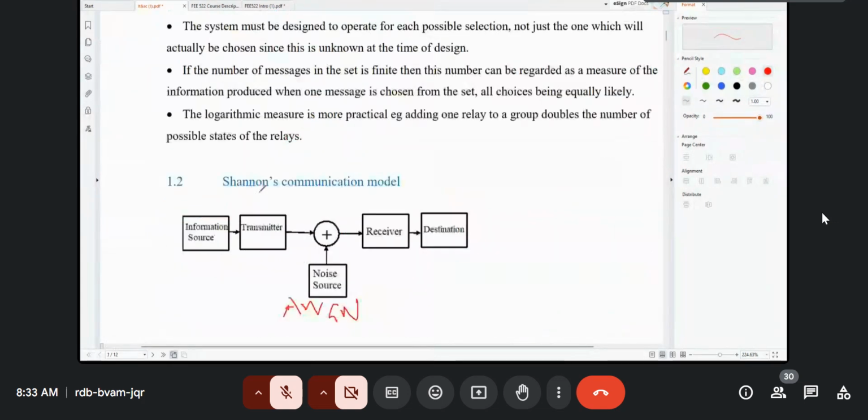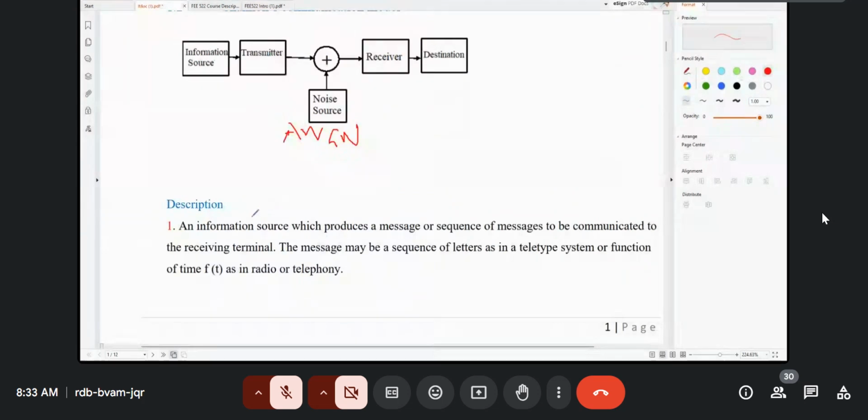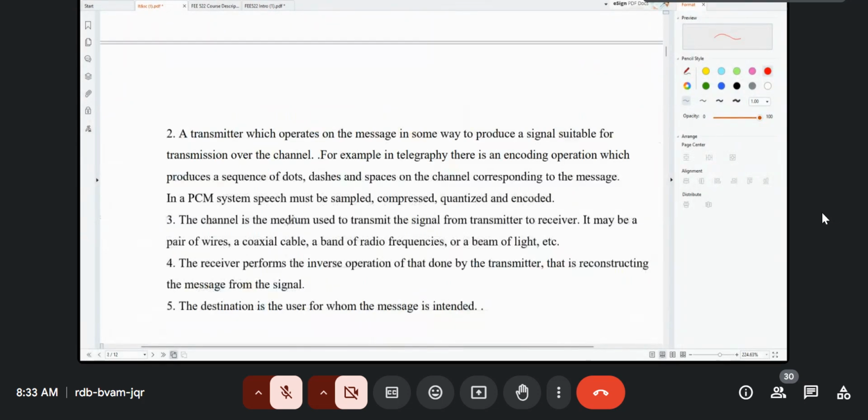Then of course the transmitter, that is the source, the transmitter. Well, those are things we know, but it's still good to go over. The transmitter operates in some way to produce a signal suitable for transmission over the channel. What we are saying is exactly what we normally try to do to the signal before we send it to the channel. The suitability here, we are talking about many things.